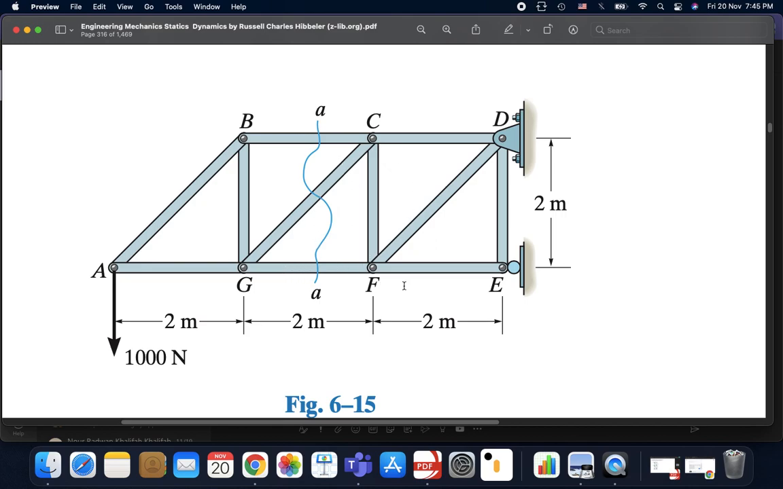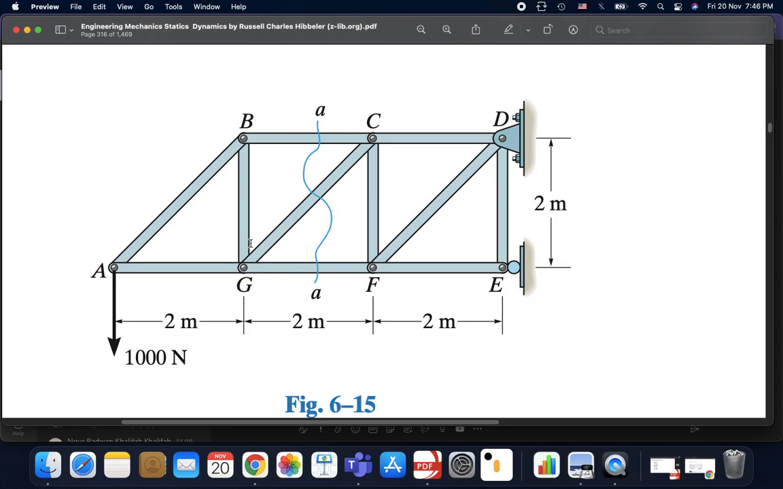You can solve for the right part or the left part. Actually, it's almost the same, but we will see how to choose the appropriate section now. Remember, you make a section that passes through a maximum of 3 members. You use your equations of equilibrium: summation of forces in y equals 0, in x equals 0, and moment about some point is 0.